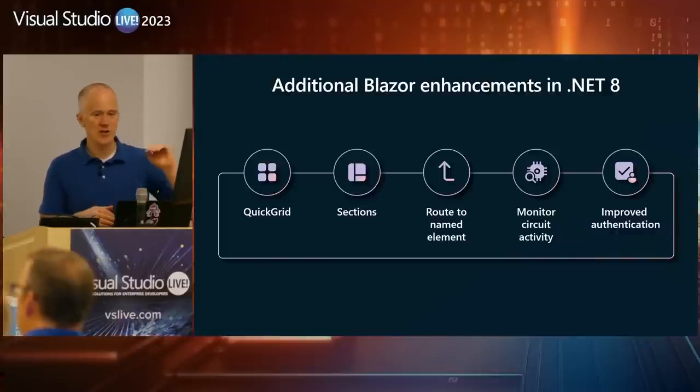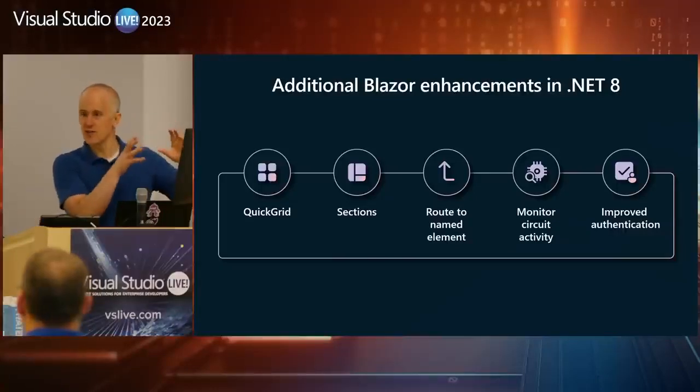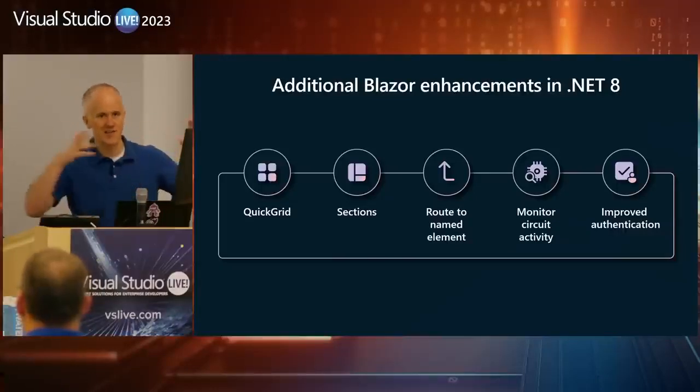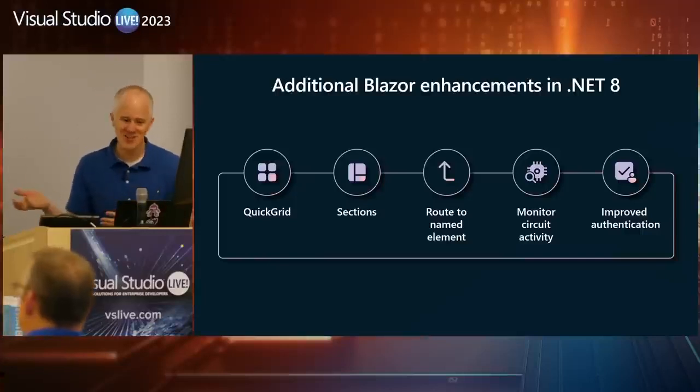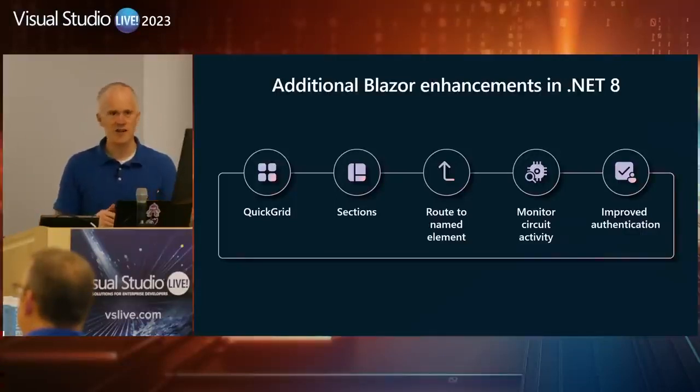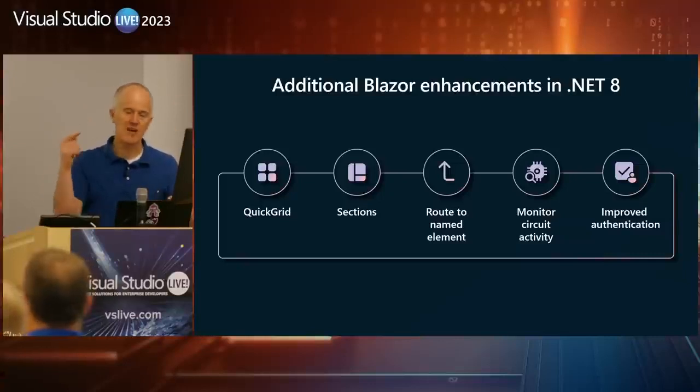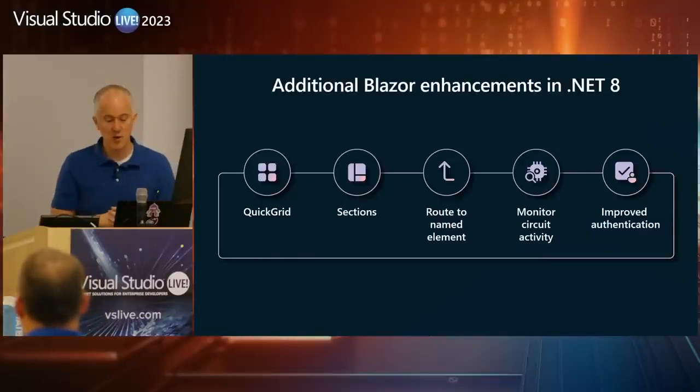Sections is a way that you can create an outlet for some content on one component that can then get filled in by another component. If you've used MVC or Razor Pages before, it's very similar to the section support in views and pages, except now done with Blazor and Blazor components. With client-side routing, we can now route to a specific named element on a page, so you can navigate to a particular spot on the UI.